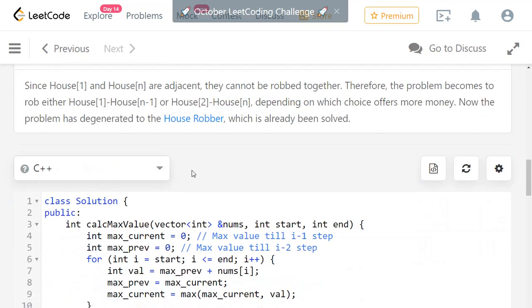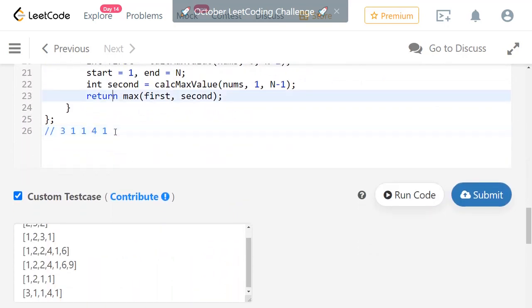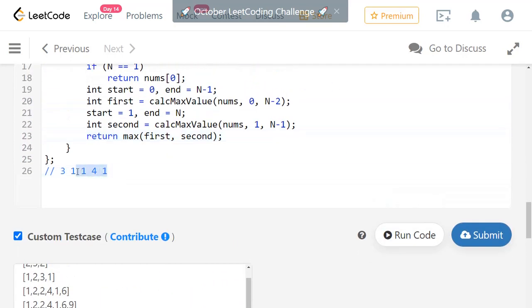Let's look at one tricky example to get a better understanding. Let's say we have 5 houses with values 3, 1, 1, 4, 1. If we start from 3, we have to skip the second house. Then we go to the third house, so 3 plus 1, 4. Then we skip the next house, and we have to skip the last house as well because it is adjacent to the first house. So you get a value of 4.